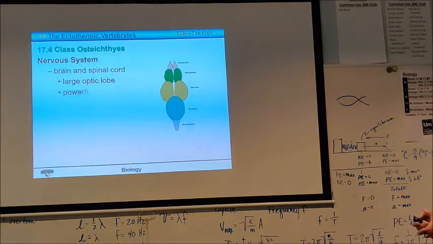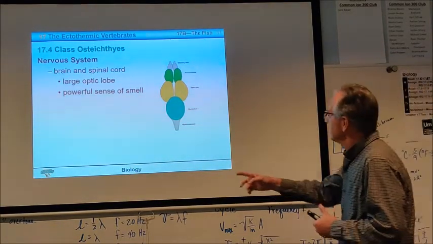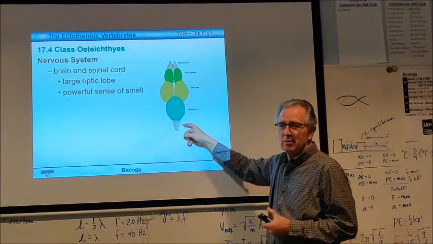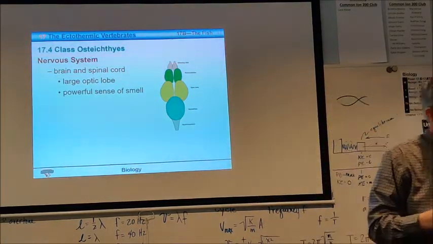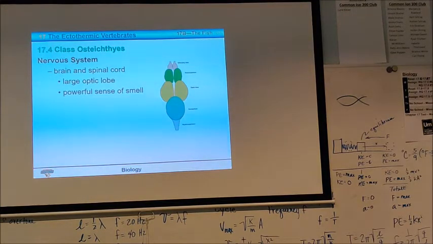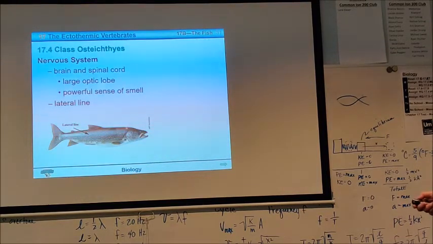So they have a large optic lobe. They have a powerful sense of smell. This back here, remember we said this coordinates muscular activity. So fish need to be coordinated to be able to avoid being caught and to catch their prey. Then we also have this lateral line down here.